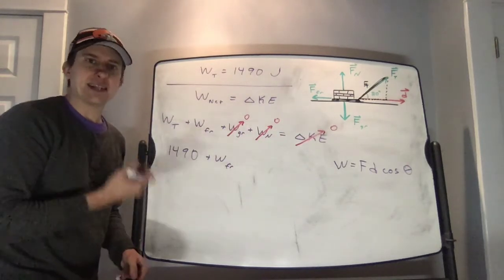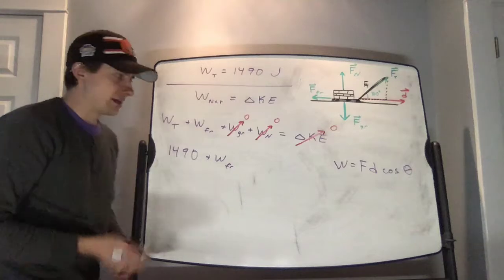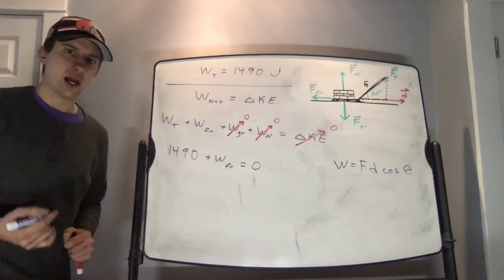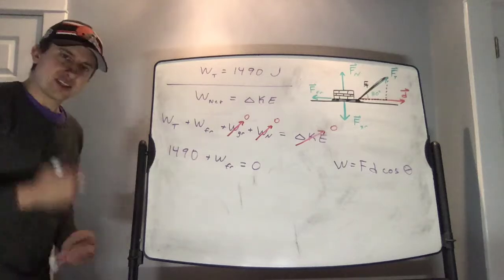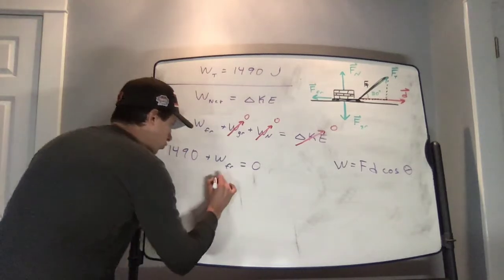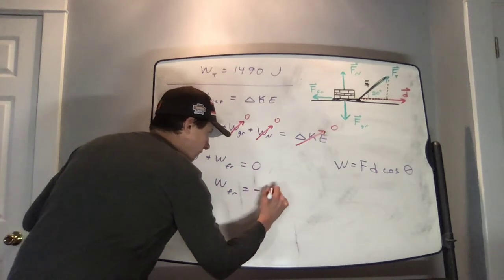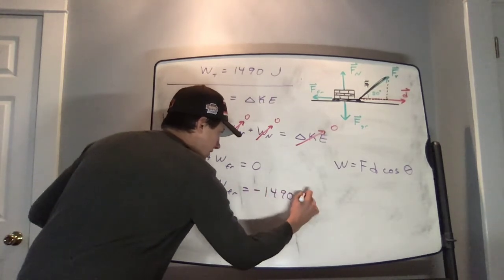But the sled did not speed up or slow down. The sled never changed its kinetic energy. The change in kinetic energy is 0. And right away, I can look at this equation and see that the work done by friction on the sled is going to be negative 1490 joules.